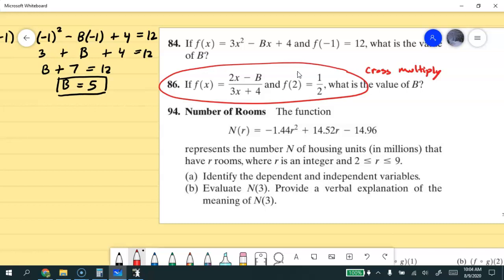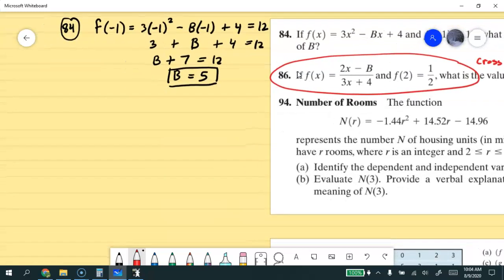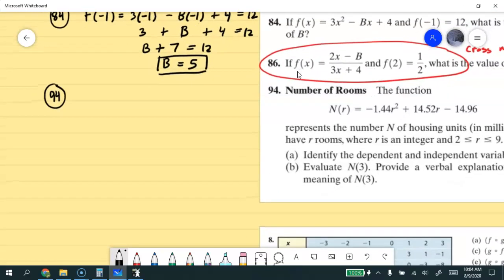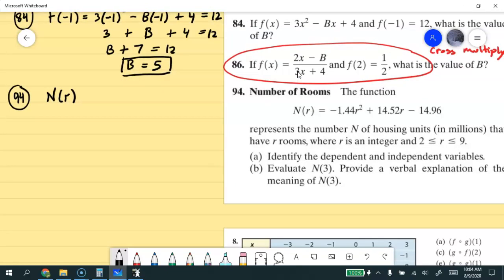Okay, and the last one that I want to discuss before we end this lesson is number 94. Number 94, it says that you have a function, and this is really what functions are used for, by the way. This is their actual real life application. It says n of r is equal to an equation. All right, I won't write down the equation. That's not that important right now.